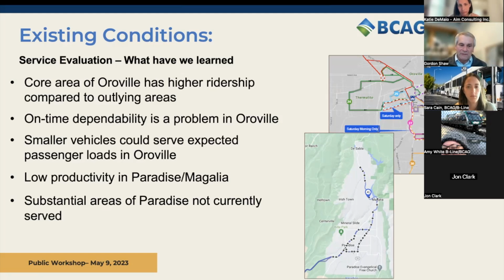On-time dependability is a problem in Oroville. It's a problem somewhat in Chico, but more in Oroville. We're probably trying to do too much with those 2 vehicles in Oroville. We do find that we could use smaller vehicles and carry the passenger load there, so that's an opportunity.